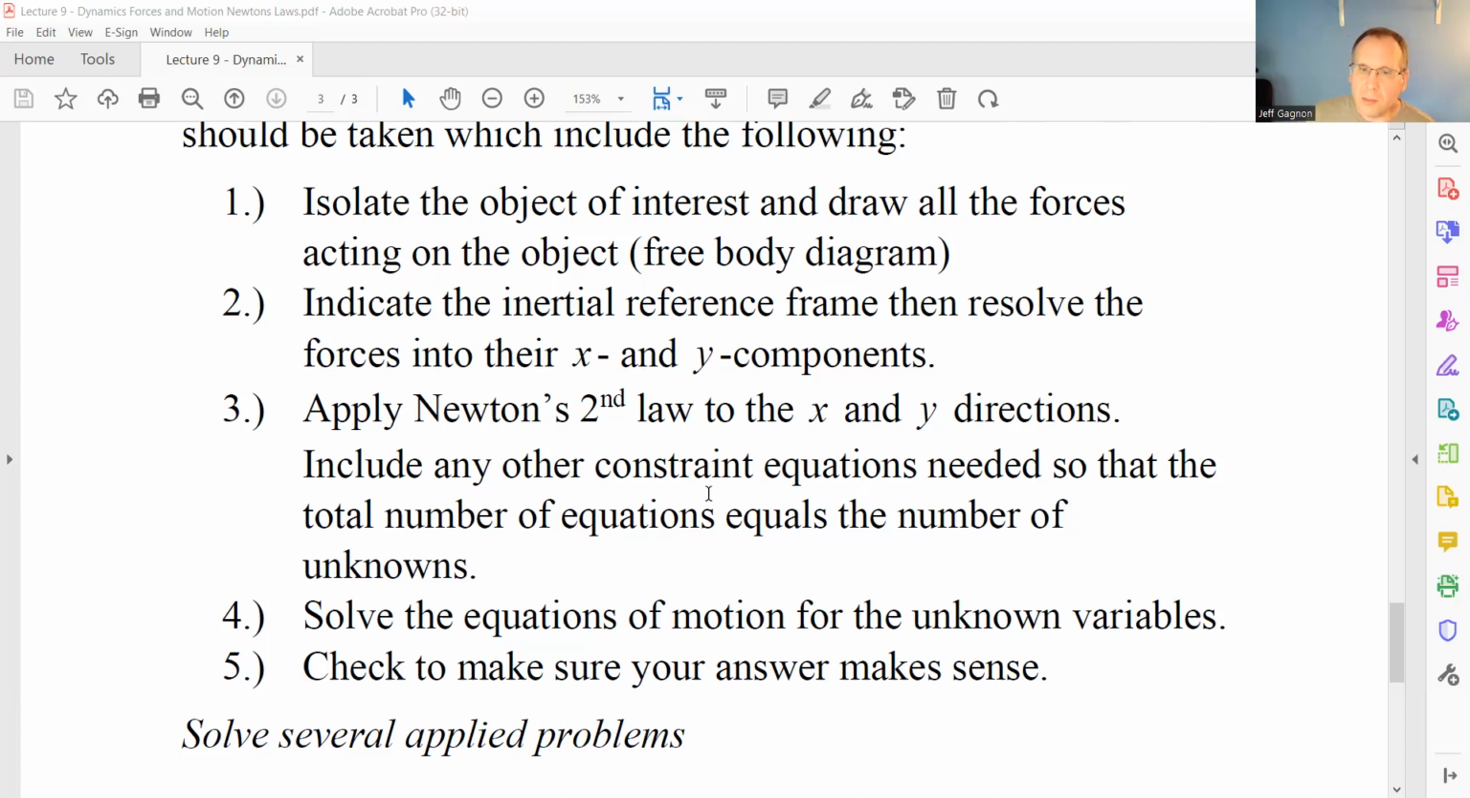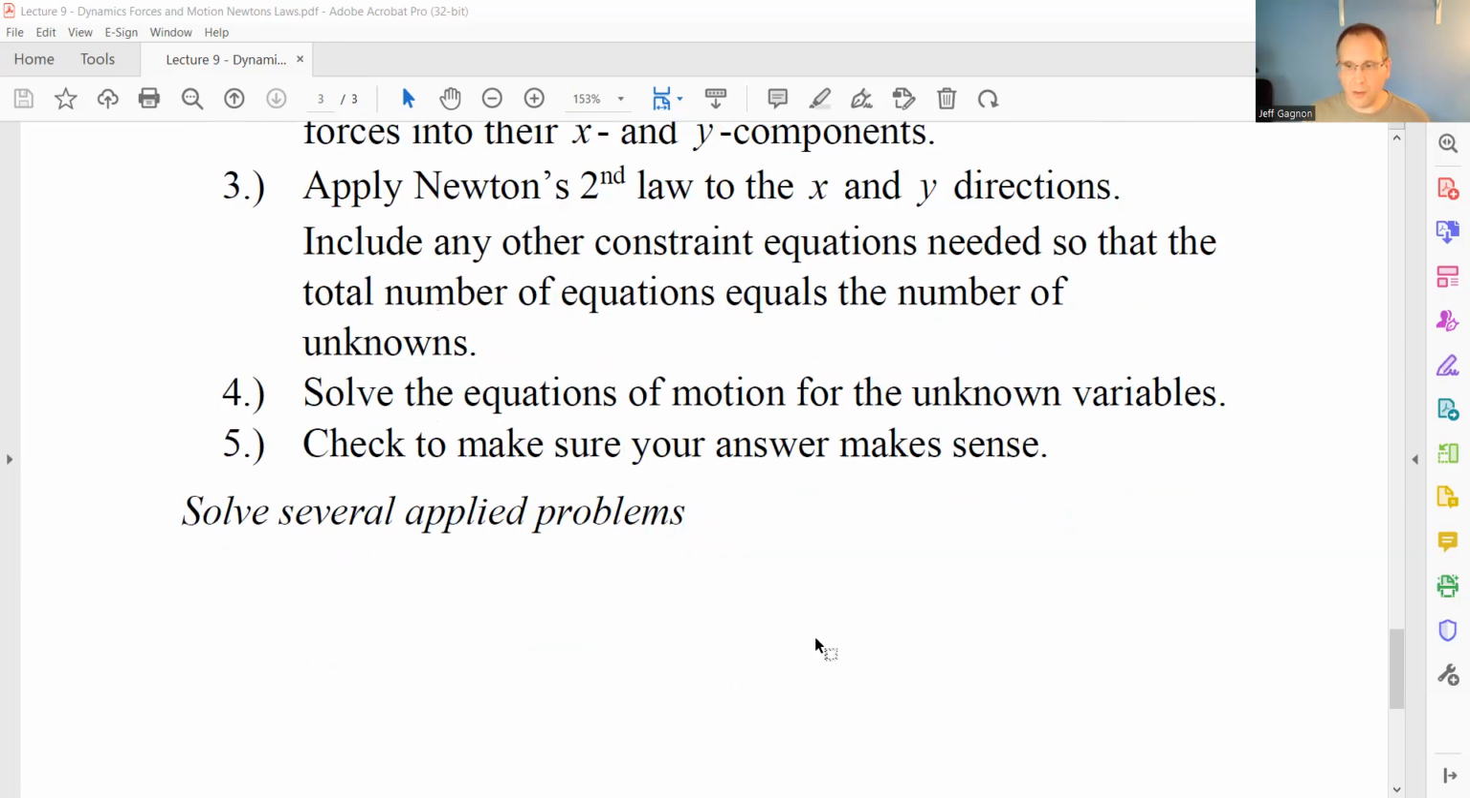Okay. Once you have those equations, called the equations of motion, you can solve them for the unknown variables. Usually you're solving for the acceleration or whatever is being asked for in that particular problem. And then last but not least, you should check to make sure your answer makes sense. Okay, are the units correct? Do the answers sound reasonable? Does the answer make sense?